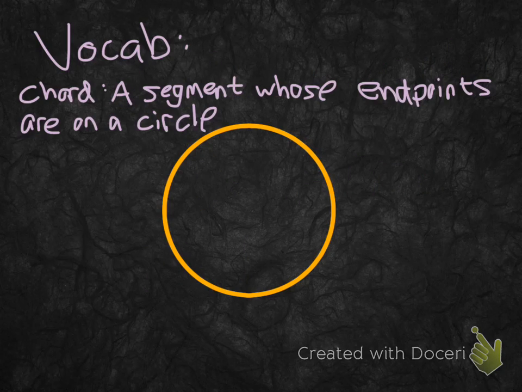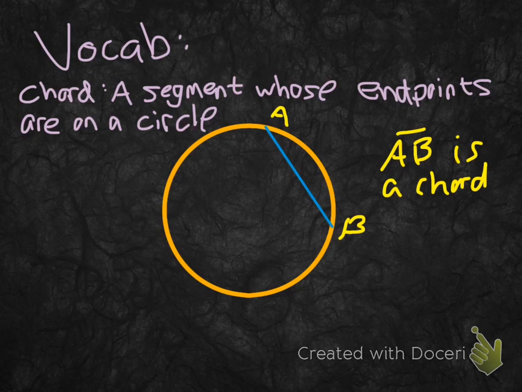First of all, we're now learning that a chord is defined as a segment whose endpoints are on a circle. A segment whose endpoints are on a circle. So for example, I'm going to draw a chord here. This blue segment that I just drew is a chord, so let's call this point A and this point B. We would say that AB is a chord because it has endpoints A and B, both of which are on the circle, meaning on the orange line exactly. Okay, so that's what a chord is.